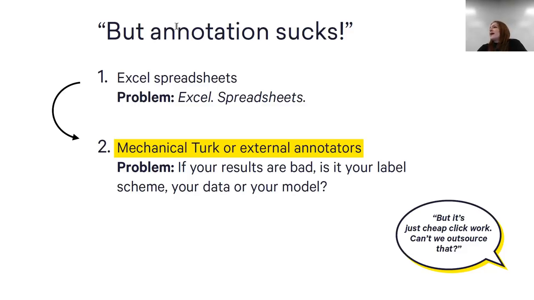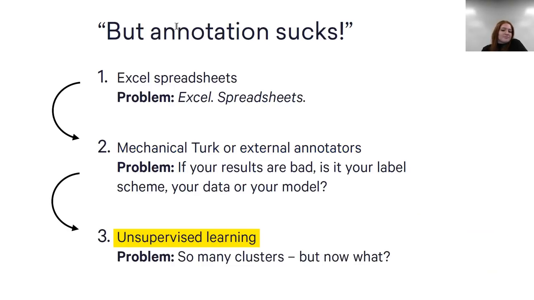Maybe your model was bad, your training code was bad. It's very, very difficult to find that out. And you also realize that it's not really just cheap click work, you need to do a bit more. So what most people conclude from this is, forget this labeling in general. I don't want to do this anymore. Let's just find some unsupervised method and not bother with this.